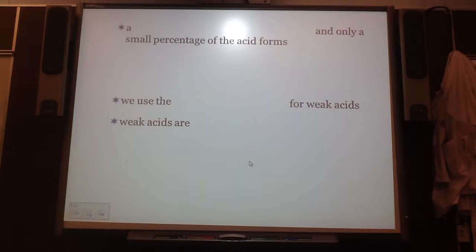Okay, so moving on to the not 6 strong ones. A weak acid, so every other acid besides those 6, is weak. A weak acid does not ionize 100%, and only a small percentage of the acid forms ions in solution. So only a little bit of it will become that H3O+.